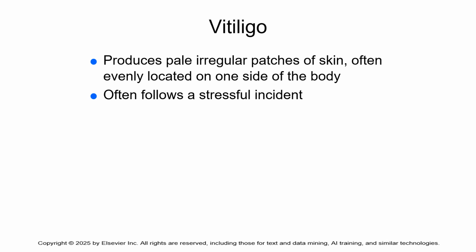Vitiligo produces irregular patches of skin. So there'll be skin that's normal skin tone, and then patches that are a very different shade. And it usually is on one side of the body, but not always. And it usually follows a stressful event. It can be on any part of the body. It does not have a cure. They can change over time, but generally it requires something like cosmetics to cover it.